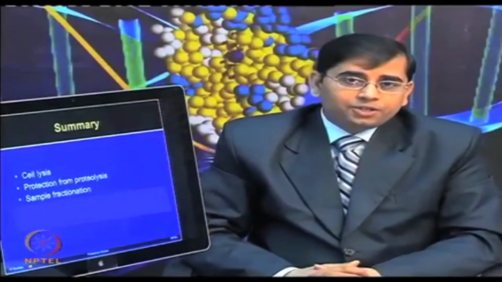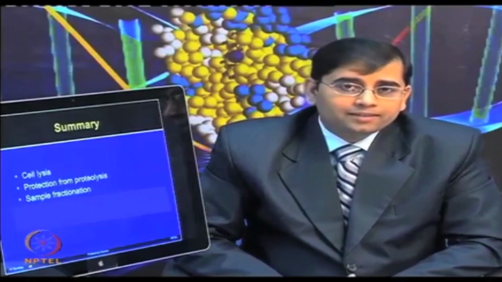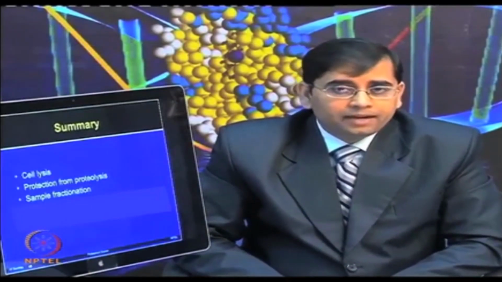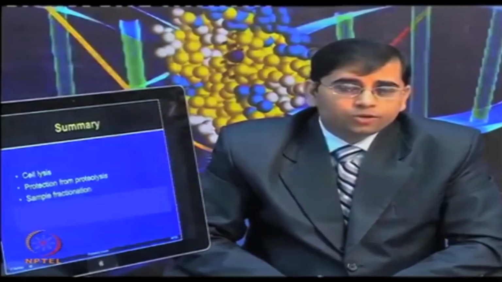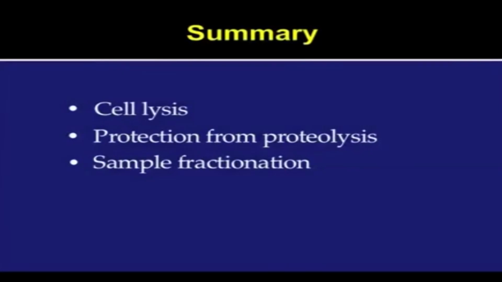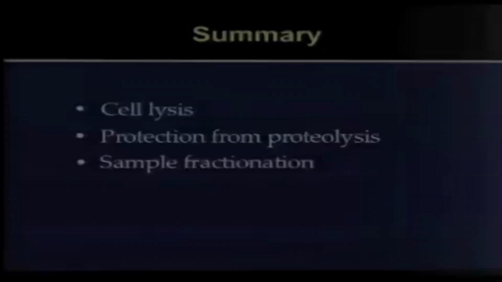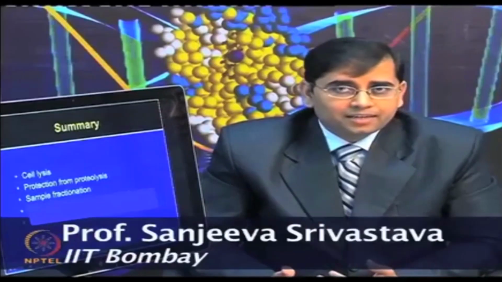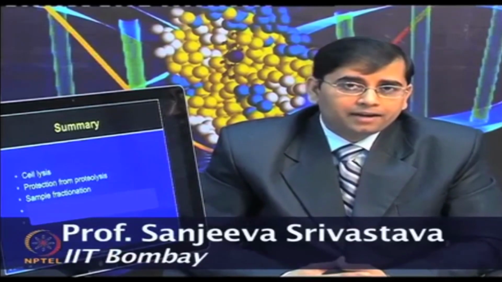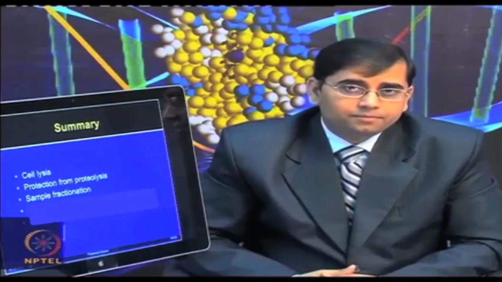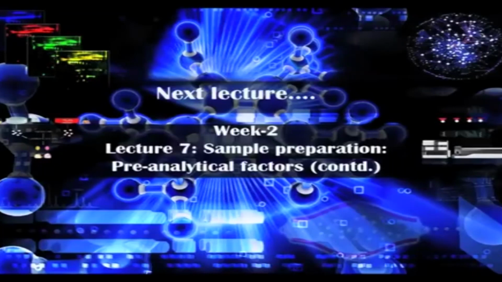We will continue our discussion on how to perform protein extraction and proteome analysis of serum and different types of biological samples in the next lecture. But in summary, today you have learnt how to perform cell lysis, how to protect proteins from proteolysis by adding various types of protease inhibitors, and sample fractionation methods. We will continue our lecture in the next class on serum proteome analysis, followed by bacterial and plant protein and proteome analysis. Thank you.